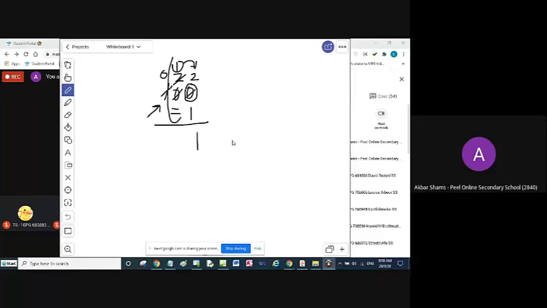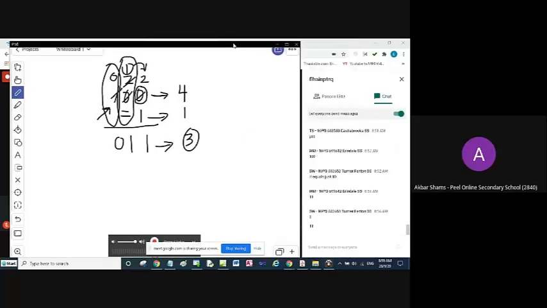This column, there is only 1 here, so 1 comes down. And this column, there is only a 0 here, so 0 comes down. Now, if you look at this one, 100 is 4 in decimal. 1 is 1 in decimal, and this one is 1 plus 2 is 3. 4 minus 1 gives you 3. Is everybody okay?